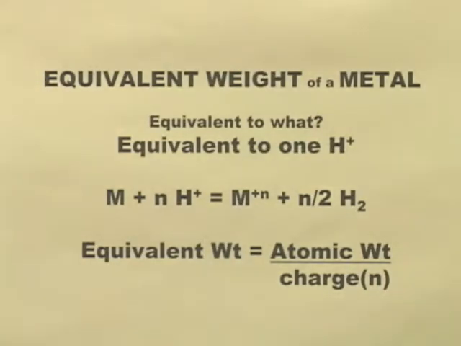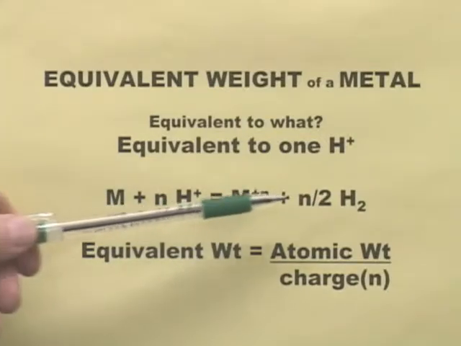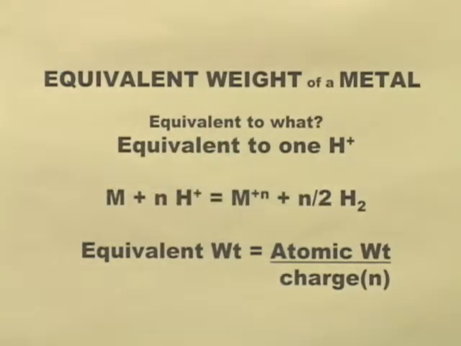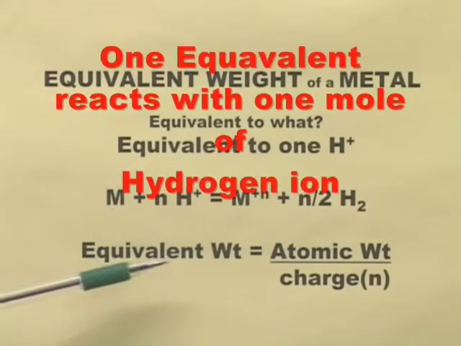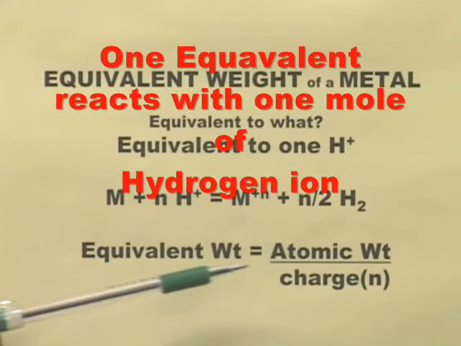Now, metals with electron potentials more negative than hydrogen will react with acids, that is the hydrogen ion, to produce the metal ion plus hydrogen gas. The equivalent weight of the metal then is the mass of the metal, which will react with 1 mole of hydrogen ion.